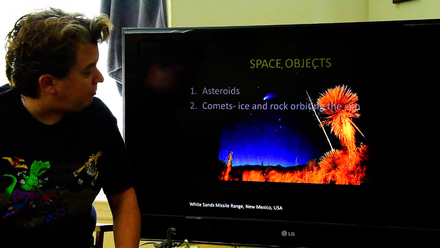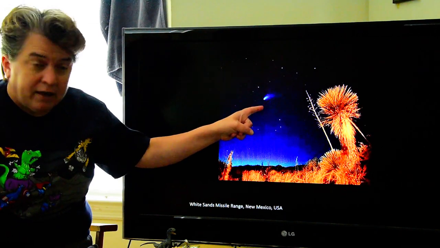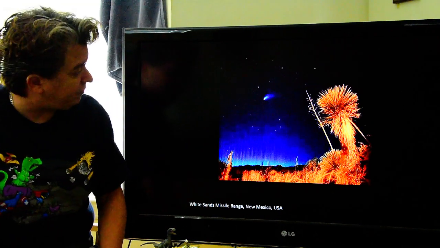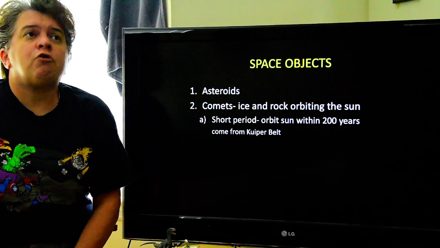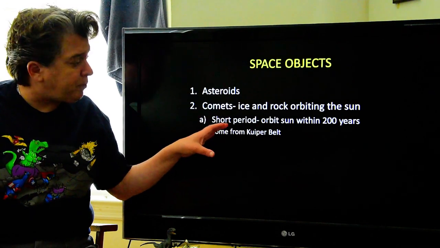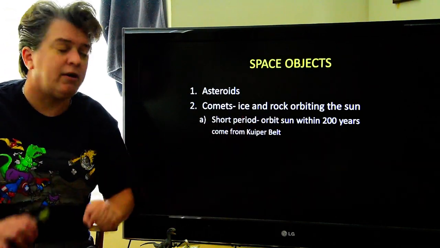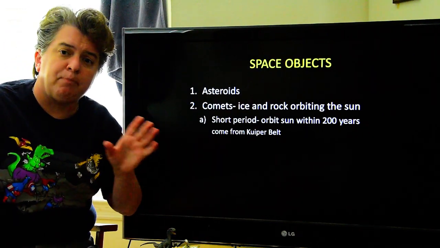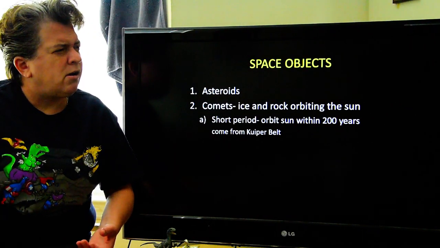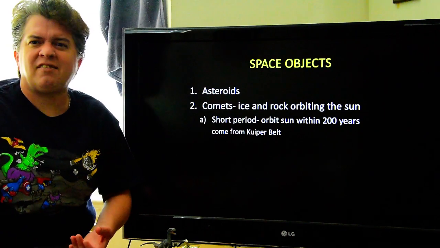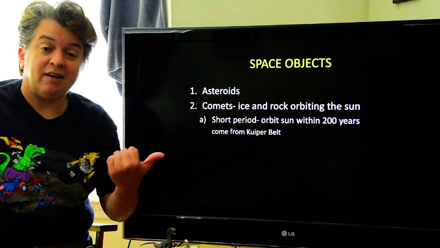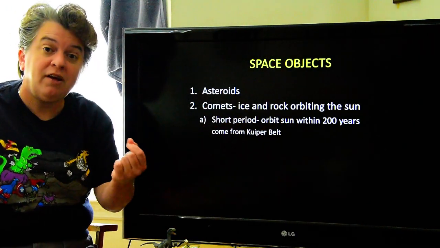And anyway, these comets, when you see them, if they get close enough, there's the head of the comet, and then there's going to be a tail coming off it. And there's two basic places where your comets come from. You have what are called short period comets that orbit the sun within 200 years, and they come from the Kuiper belt. So a comet like Halley's Comet that returns every, gosh, I don't remember how many years, 76 years, I think. Anyway, that's a short period comet because it returns within 200 years.